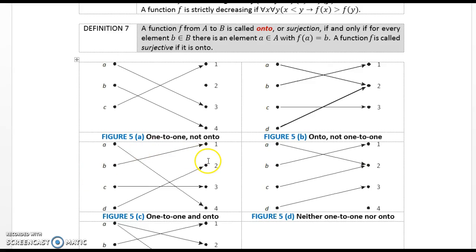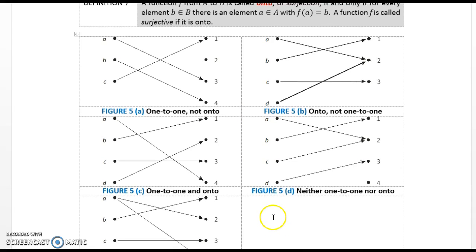We continue our lecture on functions with figure 5b. 5b is onto, but not one-to-one. It's not one-to-one because we have two elements in the domain that map to one element in the codomain, and every element in the codomain can be mapped to an element in the domain.